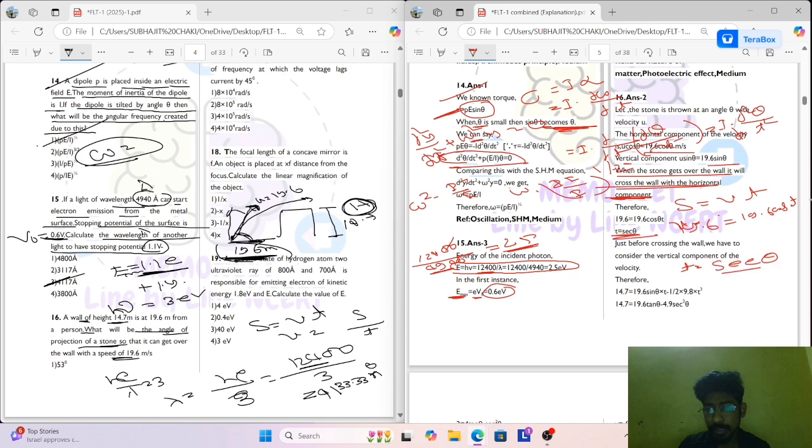Now for the vertical component, the height is given as 14.7, so we can calculate using this formula, h equals ut minus half gt square. Why minus? Because the object is traveling opposite to gravity, right? So h is equal to 14.7, u is equal to what? 19.6 sine theta, into t which is sec theta, half g means 9.8 you can take, and t square means sec squared theta, right?